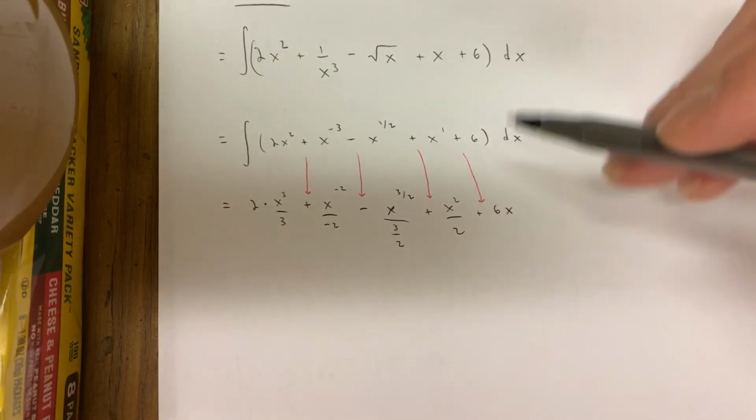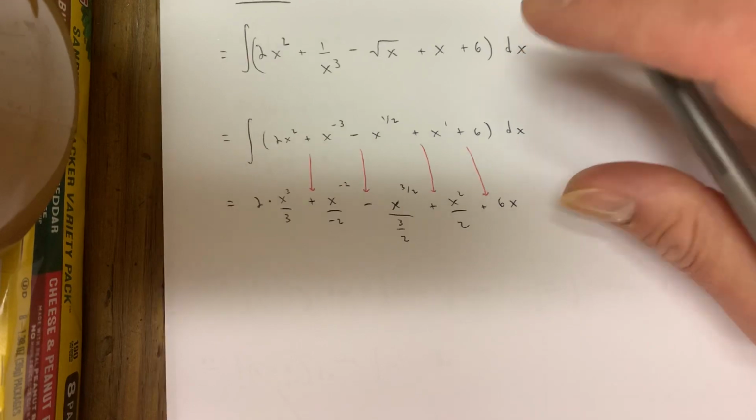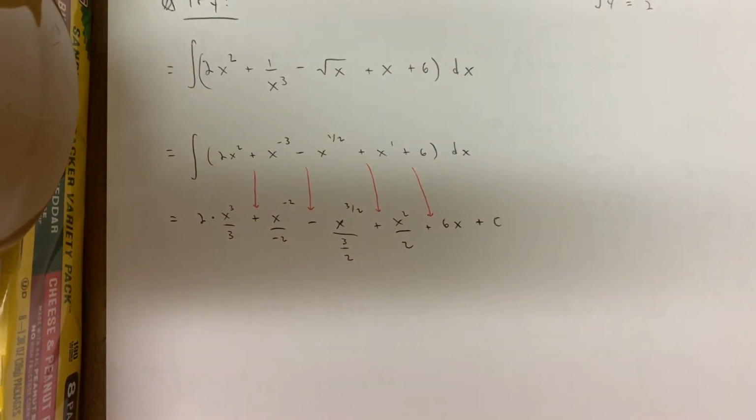okay? Don't put a 0 here. Too often people think the integral of 6 is 0. That's not the integral of 6. That's the, very good, derivative of 6, okay? So be careful with something like that. And then don't forget to put the plus c on the end right there, okay?